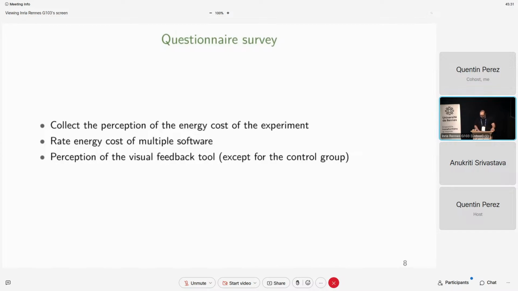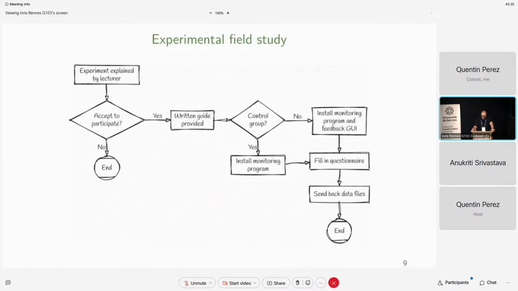So this is our experimental methodology. Basically, we had to ask them if they want to participate or not, because they could decline. If they accepted, they had a guide to install all the tools, so they knew what they were going to do. Depending on which group they were in, they had to install a few additional software, then fill the questionnaire and send us back the data. So they could check the data at the end.